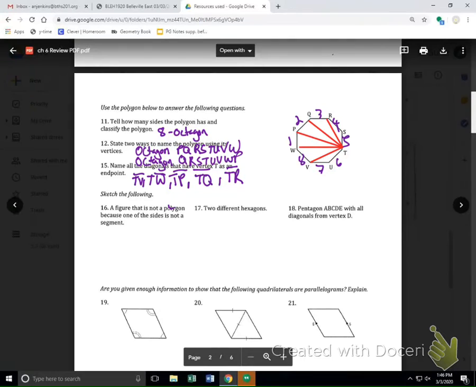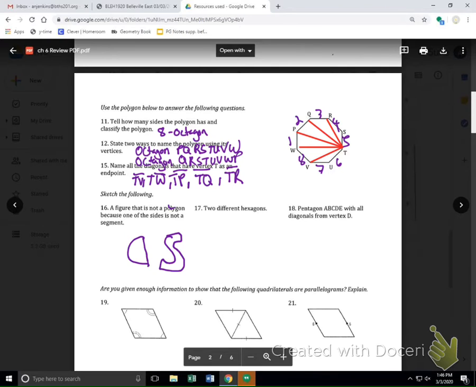Okay, so this one now is about drawing figures. A figure that is not a polygon because one side is not a segment. So you're going to draw a figure that has one side that's not a segment. I often draw a semicircle. You could have drawn something that looks like this, a little S. So something that has a side that's not a segment.